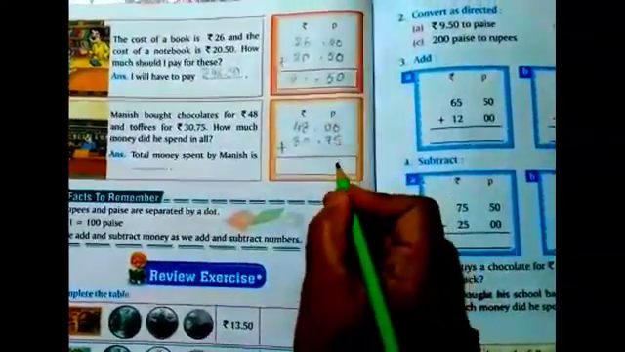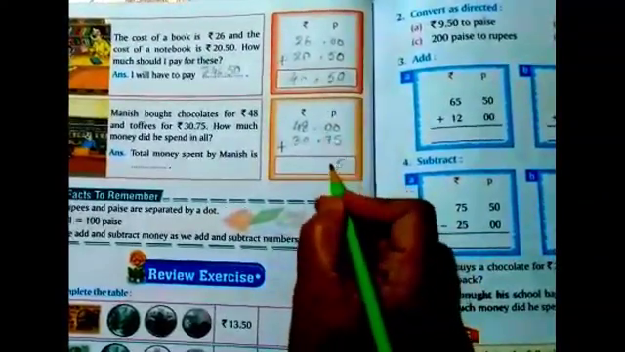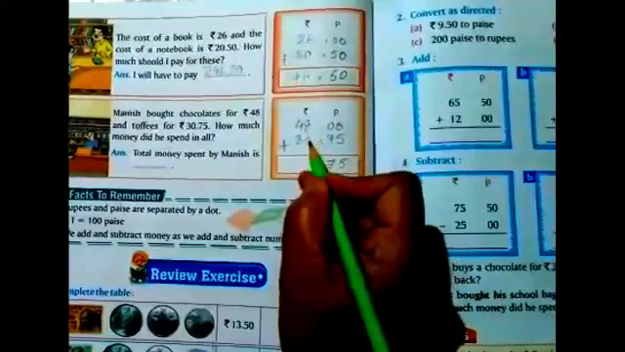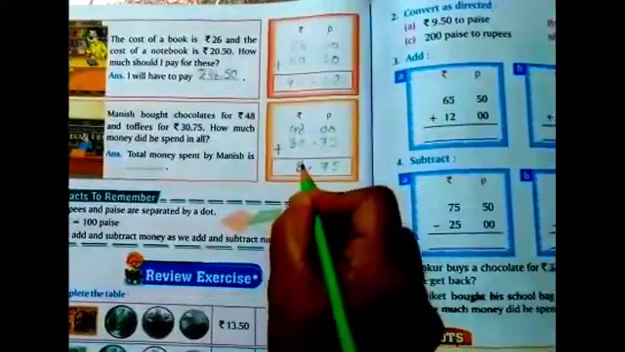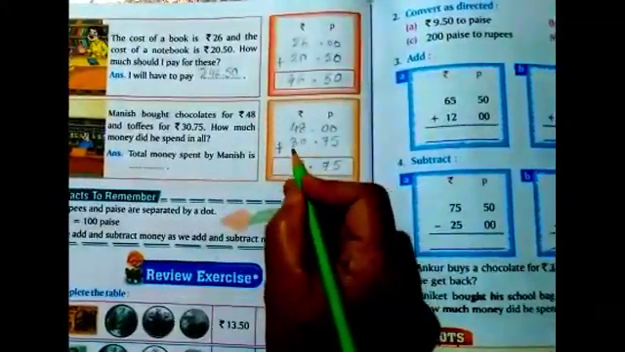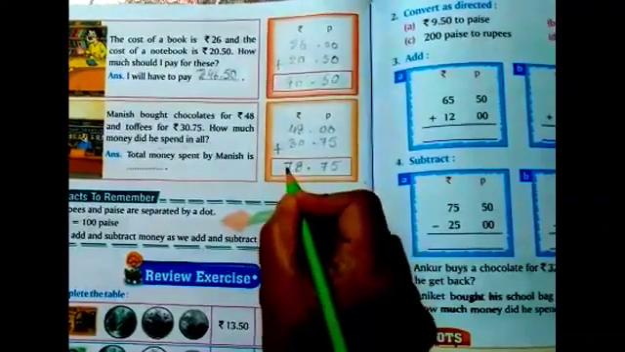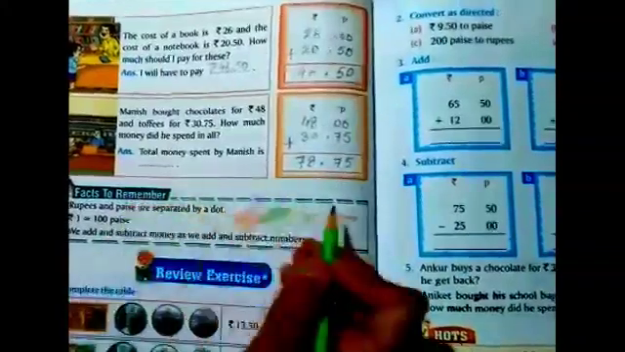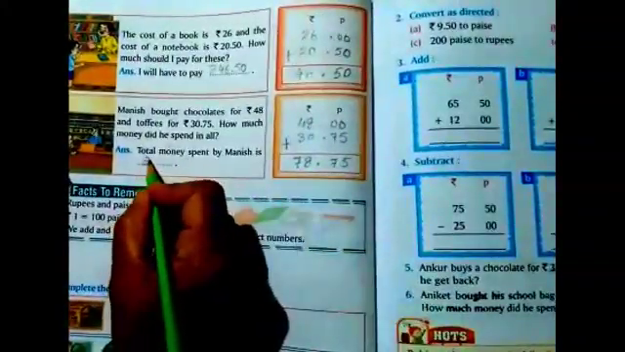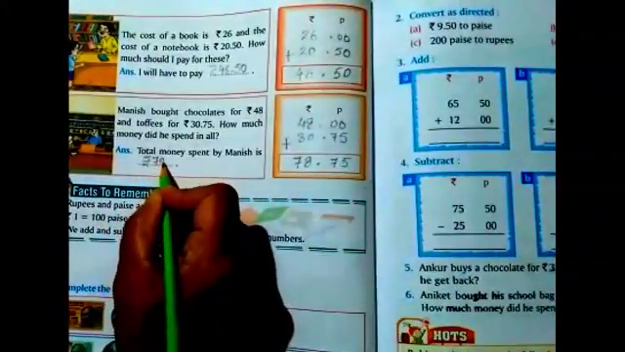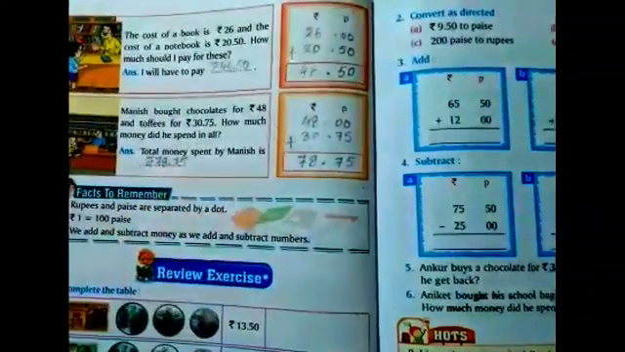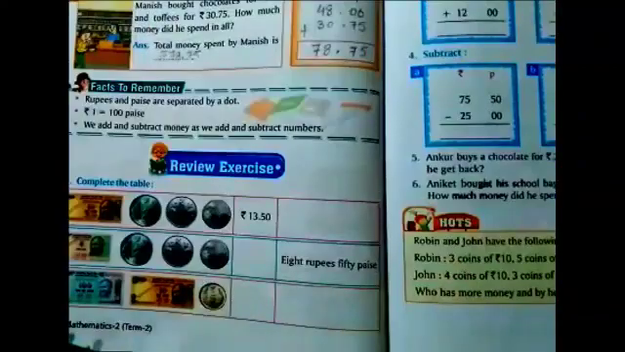0 plus 5 is 5. 0 plus 7 is 7. Put a dot here. 8 plus 0 is 8. 4 plus 3, after 4, 5, 6, 7. So total money spent by Manish is rupees 78 and 75 paise. Understood, children?